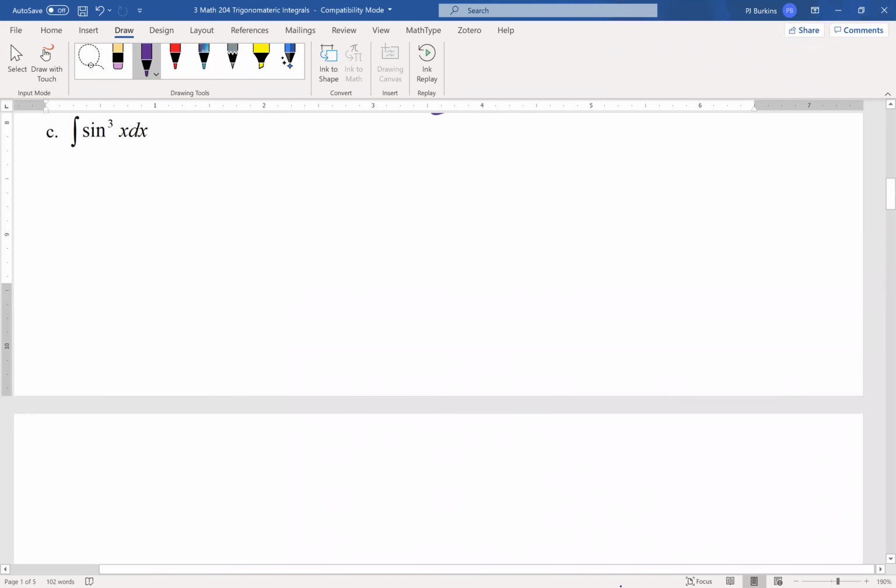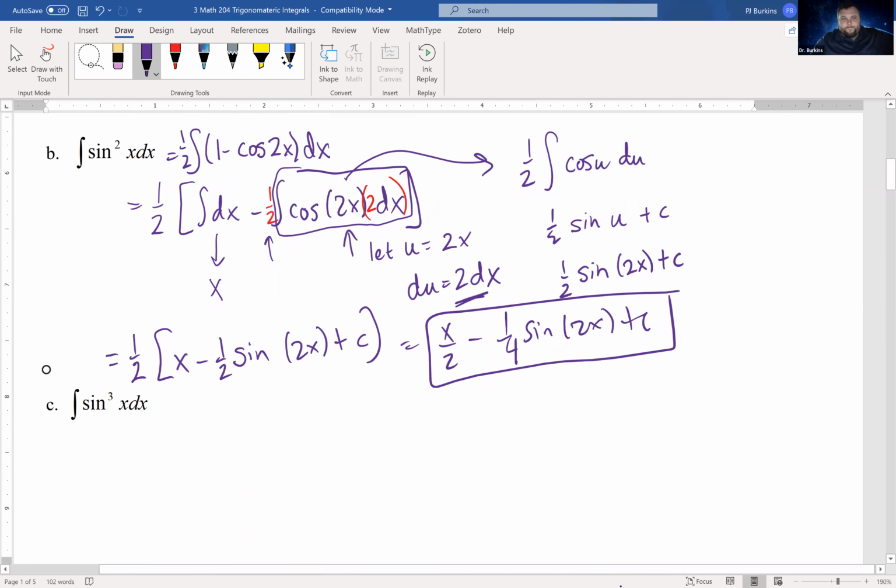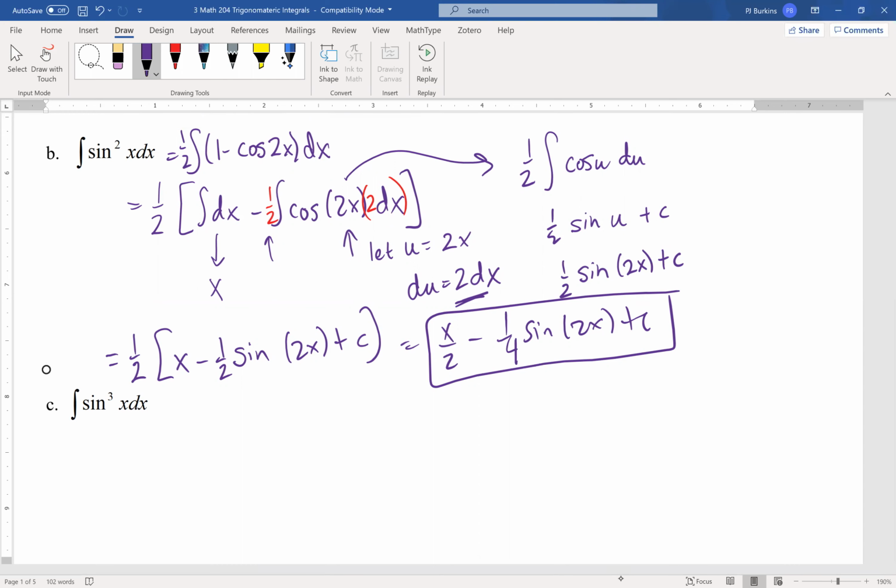I had a question on that last problem. Yeah, good. Why is it still minus 1/2? Because wouldn't it be positive after you take the integral of cosine? Oh wait, never mind. I was confused. It's all good. It's all right.